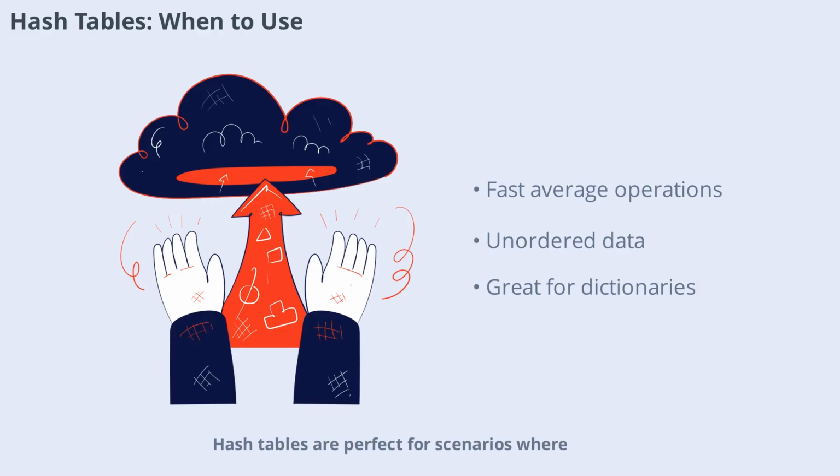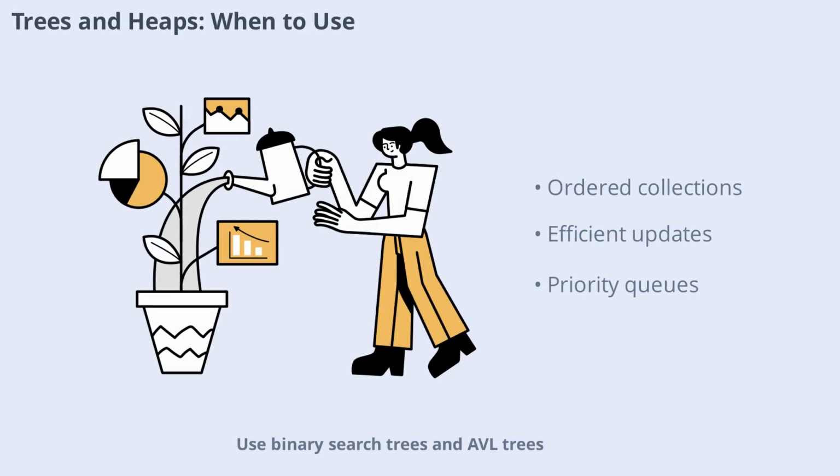Hash tables are perfect for scenarios where speed is critical and order doesn't matter. They're widely used for implementing dictionaries, caches, and sets. If your application requires ordered data or efficient min-max queries, look to tree-based structures instead. Use binary search trees and AVL trees when you need ordered data and efficient updates. They're ideal for databases, search engines, and applications that require sorted collections.